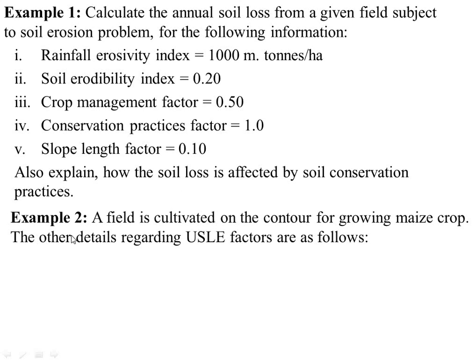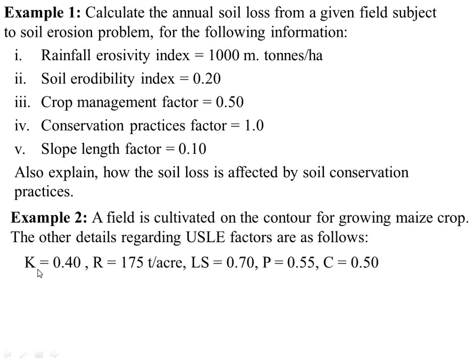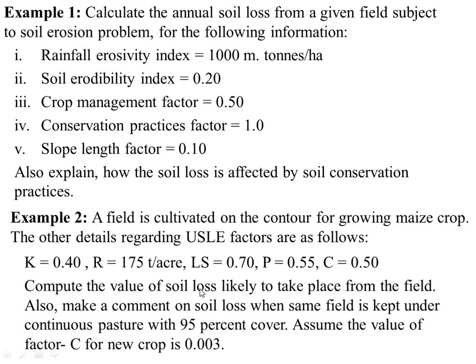So this is the second problem. A field is cultivated on the contour for growing maize crop. The other details regarding USLE factors are as follows. K equal to 0.40, R equal to 175 ton per acre, LS equal to 0.70, P equal to 0.55 and C equal to 0.50. Compute the value of soil loss likely to take place from the field. Also make a comment on soil loss when the same field is kept under continuous pasture with 95% cover. Assume the value of factor C for the new crop is 0.003.